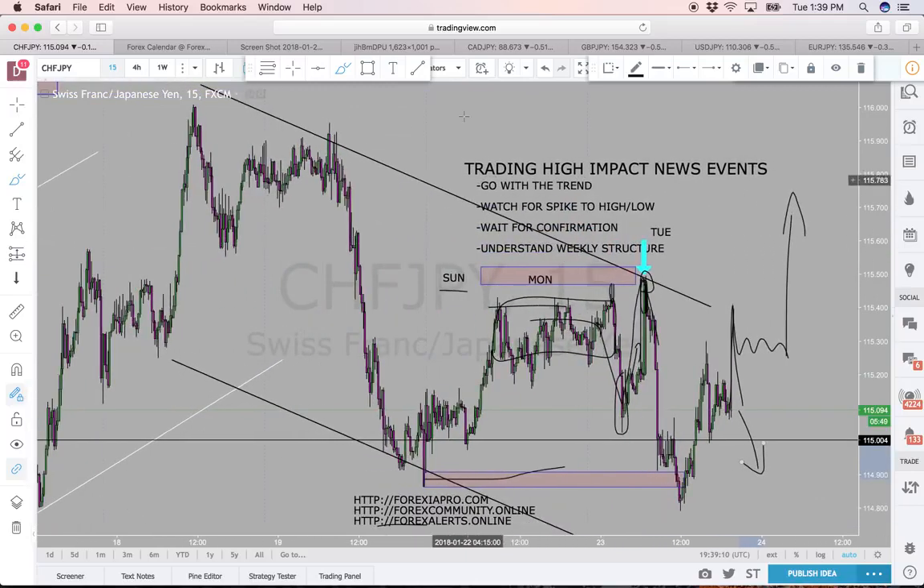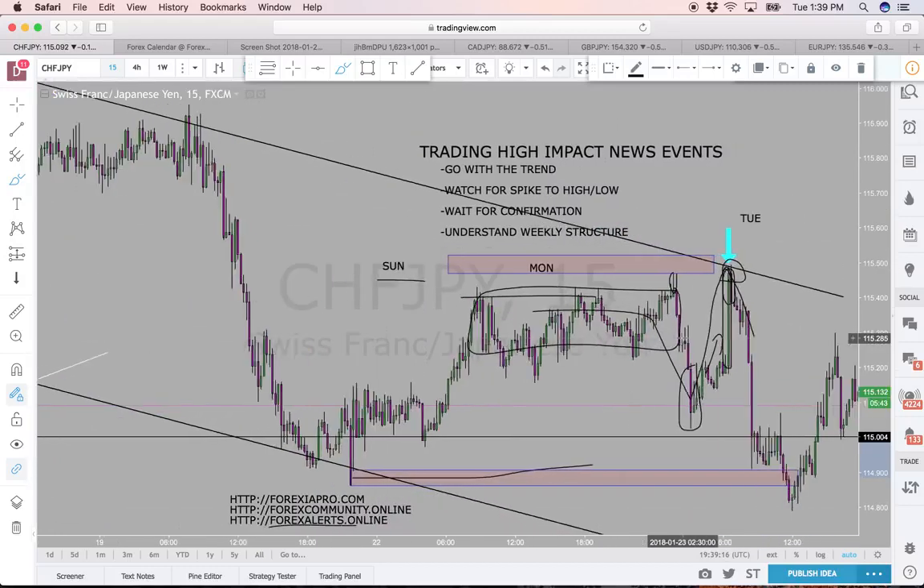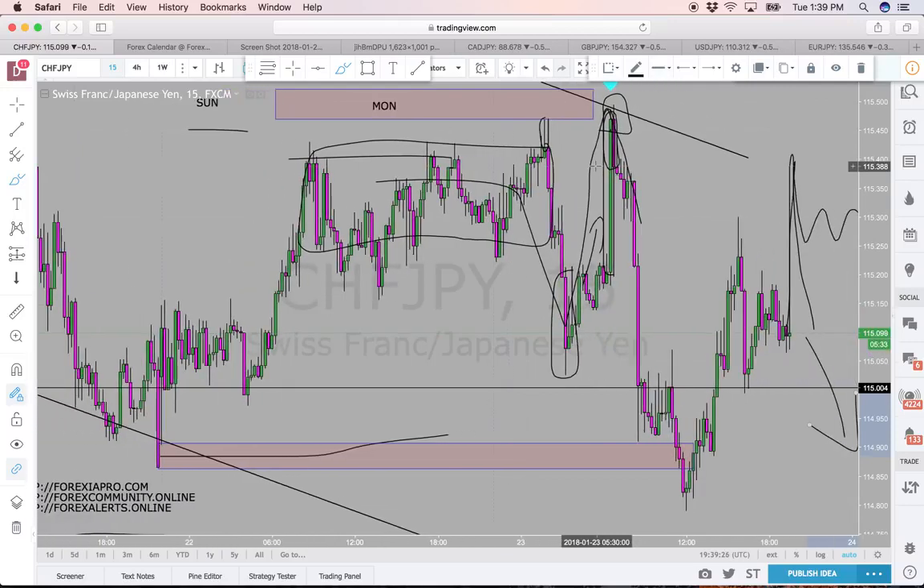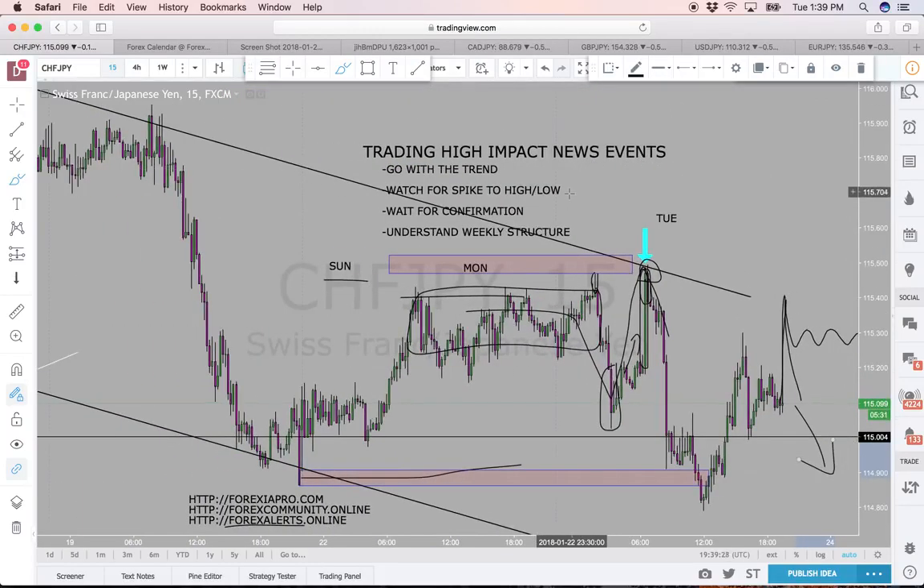So, go with the trend. Watch for the spike to the high or the low. We had the news event, spike to the high of the day and the previous day, and this is also the high of the week. So, very important information right there to take in. All of these highs are relevant, okay? Wait for your confirmation.